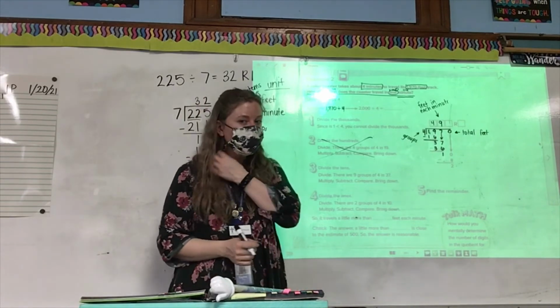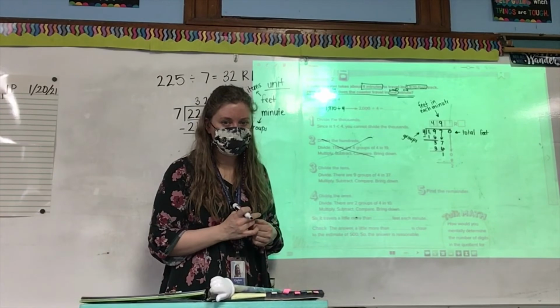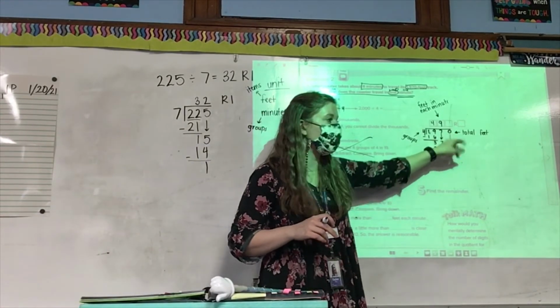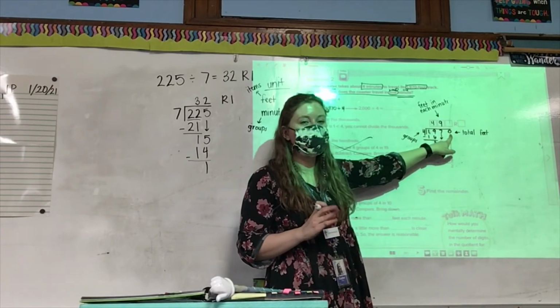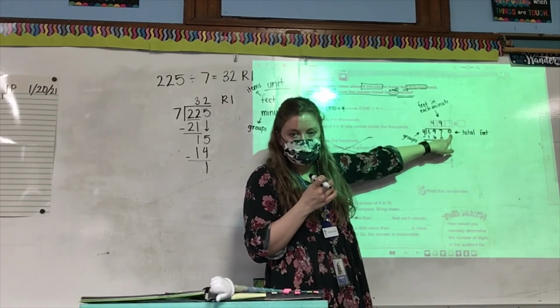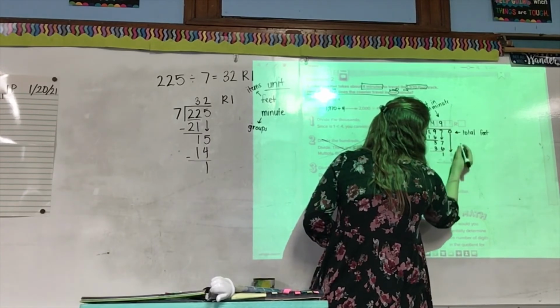Carla, are we done? No, we have to bring down. We still have digits we haven't used yet. So we need to go to the next digit that hasn't been used, which is what, Carla? 0. And we draw an arrow to show that we brought it down.